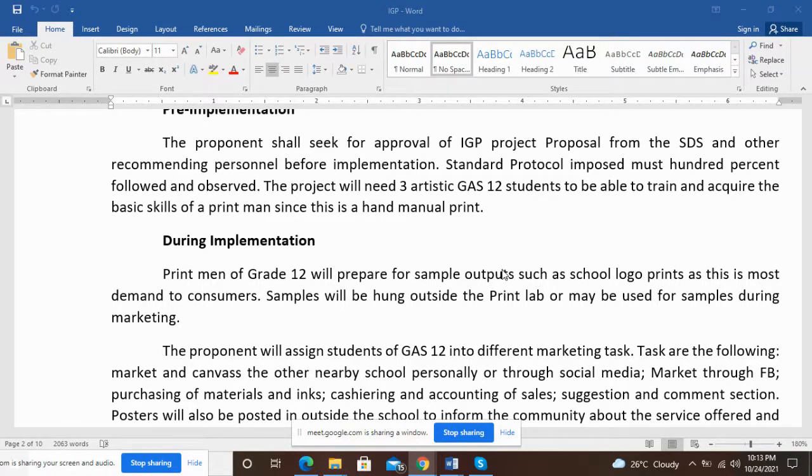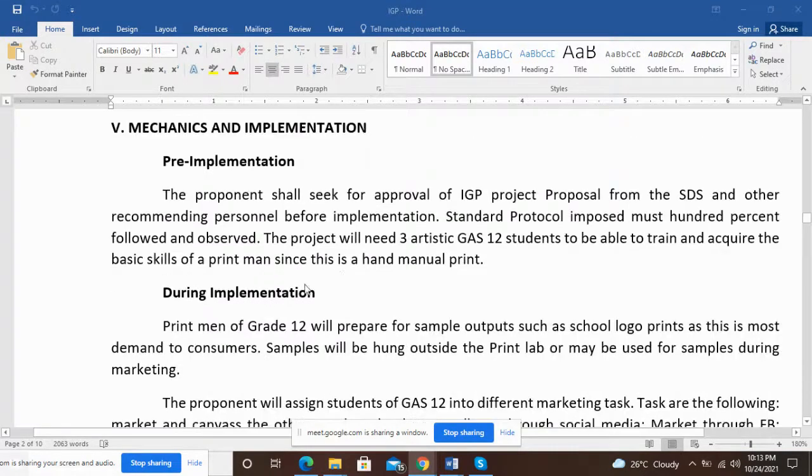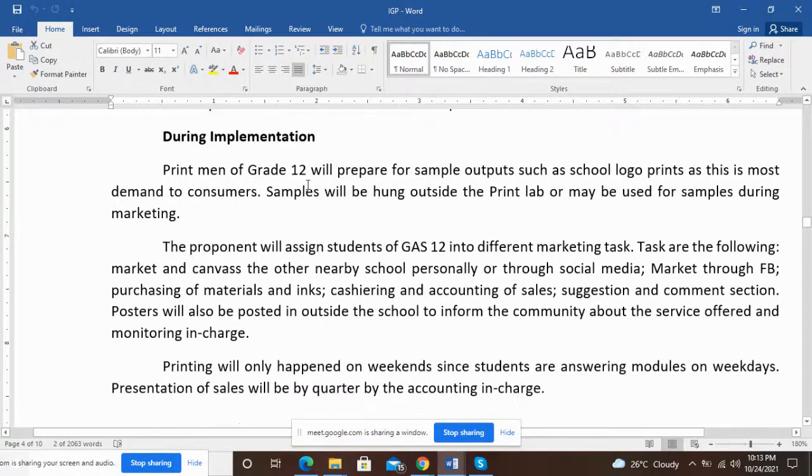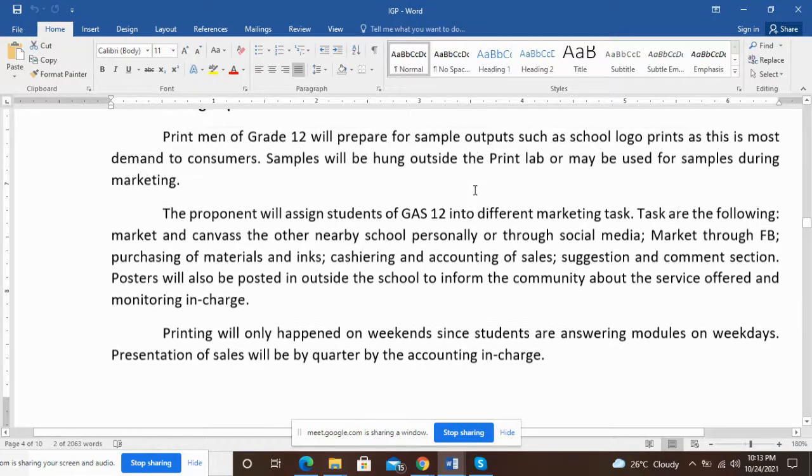Okay, so it's at home. They don't have to come to school and do the printing. It's at home. Okay, so we have here proponent shall seek approval, of course, and then post standard protocol, which is very important because we have a pandemic right now. And we have here Printman's Creative will prepare sample outputs.